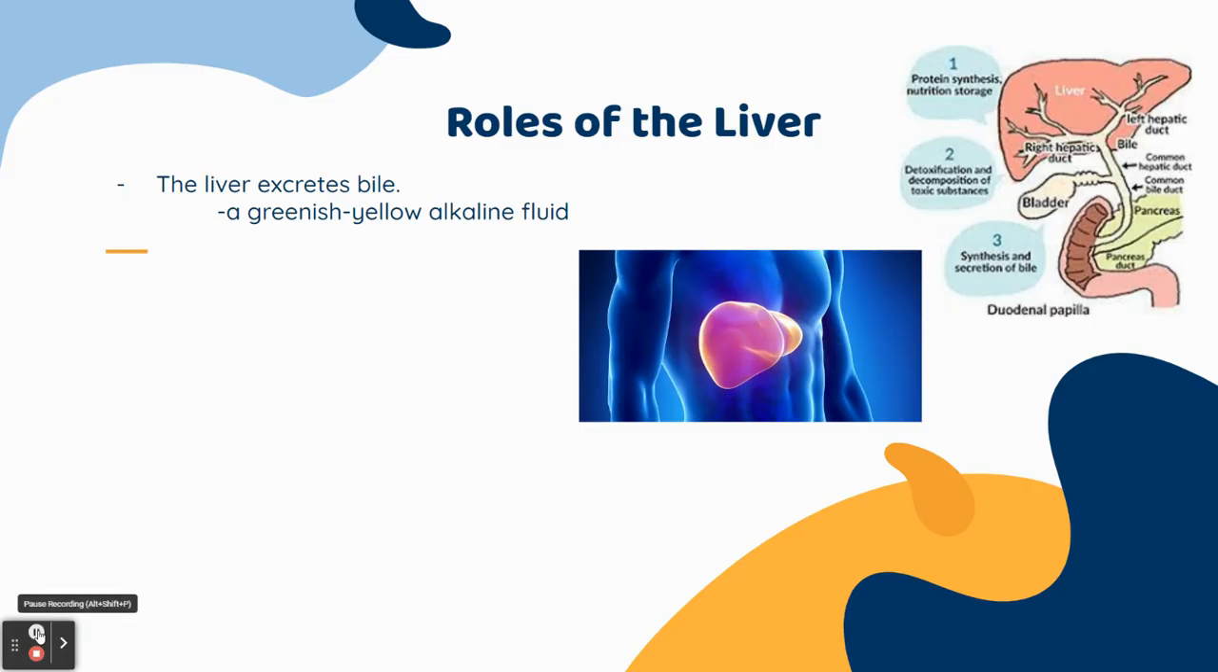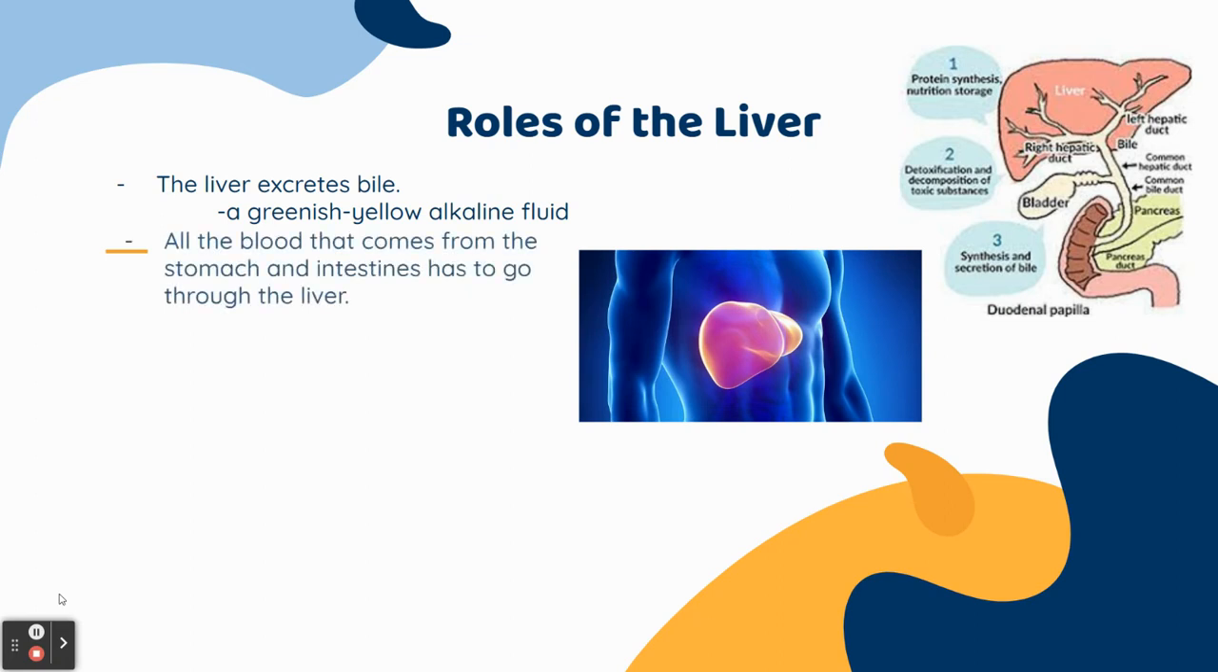The second topic that we will be covering is the role of the liver and what functions this organ performs. First, the liver excretes bile. Bile is a greenish or yellowish alkaline fluid that helps carry waste products away from the liver. It also helps break down fats in the small intestine during digestion. This important fluid is contained in the gallbladder and transports through the human body through the common bile duct and the common hepatic duct.